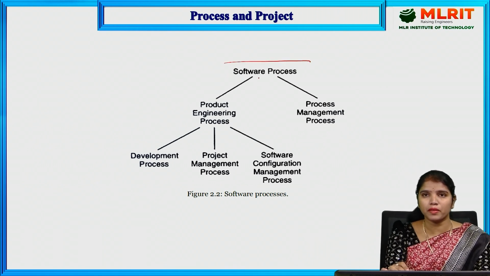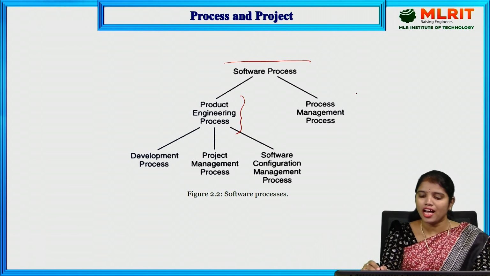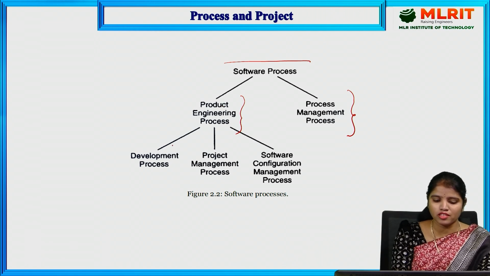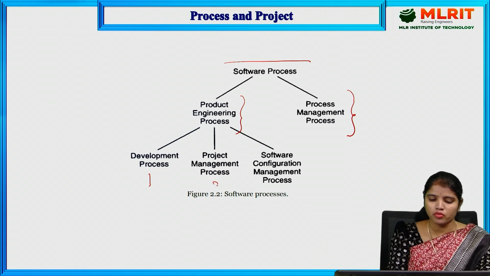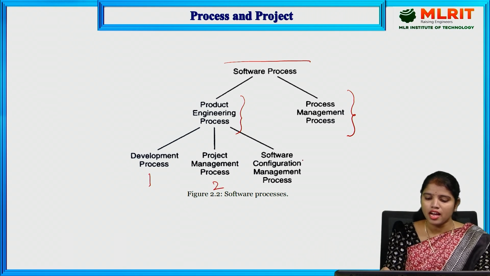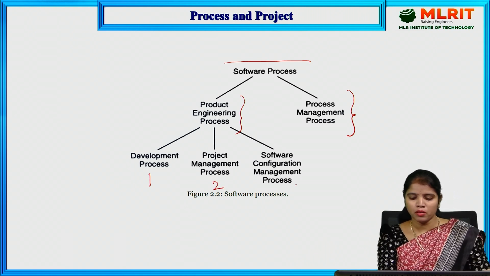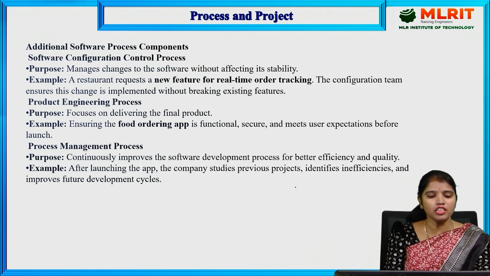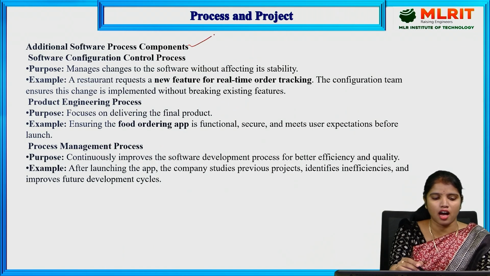This is the architecture for the software process. The software process deals with the product engineering process as we discussed above as well as the process management process. The product engineering process deals with these three components: one is the development process, second is the project management process, and third is the software configuration control process. Additionally, the software process components include the software configuration control process.